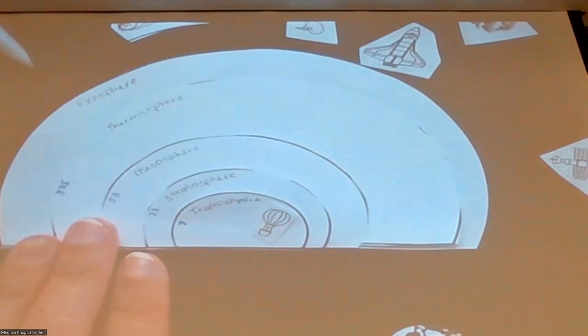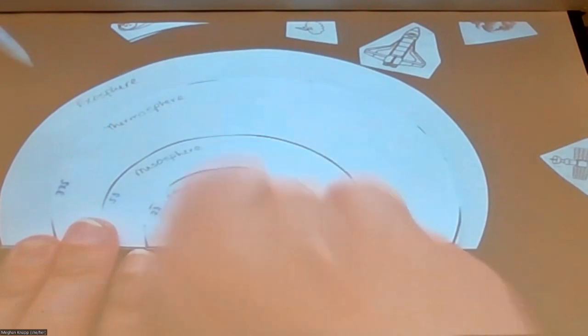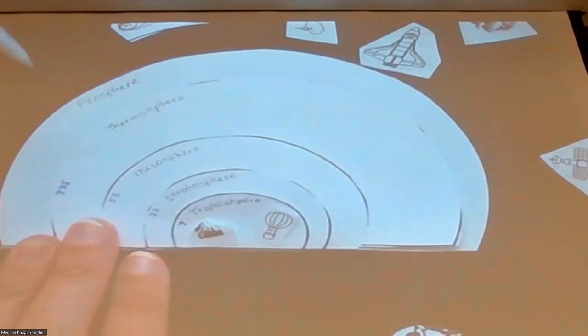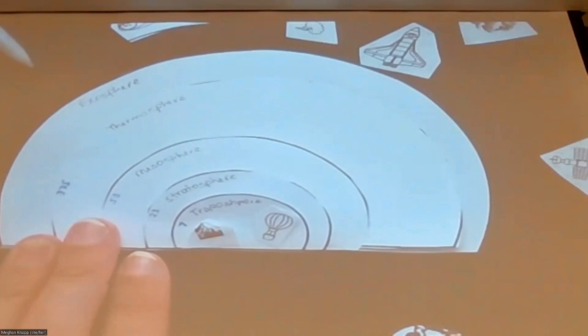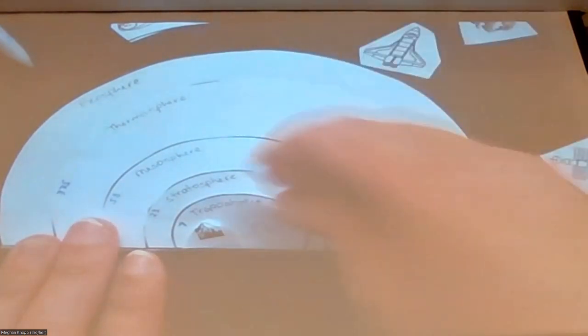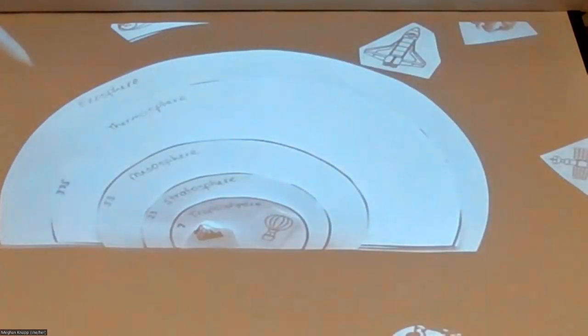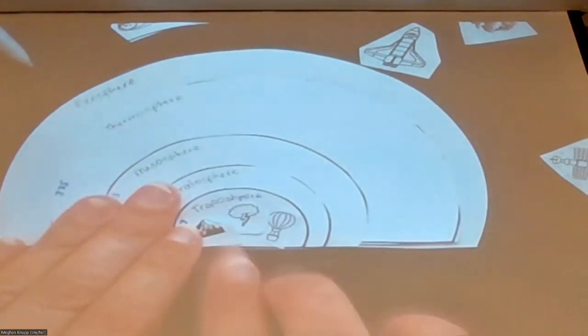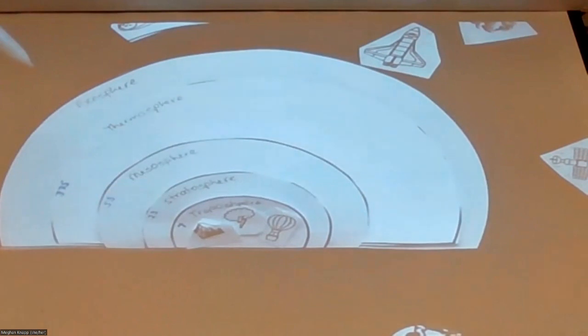Anything else? Mountain, yep. Even Mount Everest is inside the troposphere. The lightning, so we said weather was inside the troposphere as well. I'm going to trim this a little bit so it doesn't cover my word. All of these things are inside the troposphere.